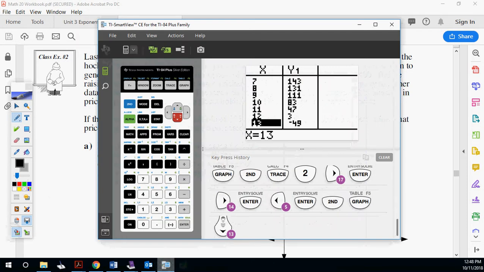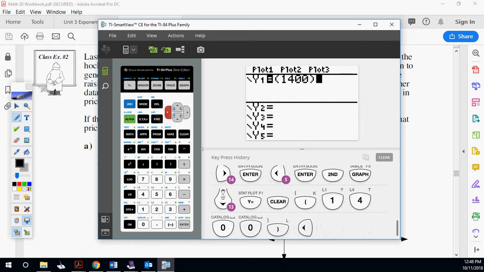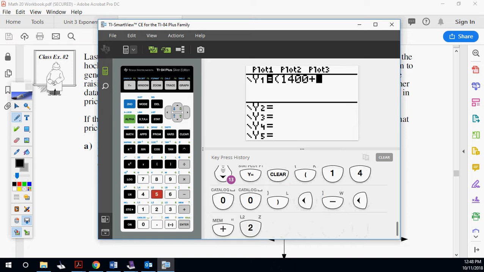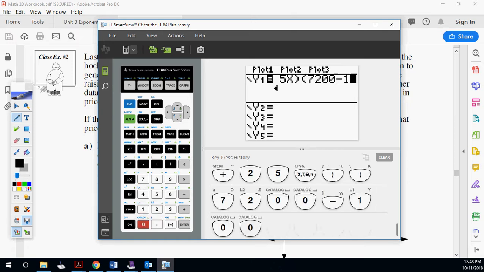Okay, so let's go ahead and do that here. So let's put these in together. Again, we won't have to multiply them out. Let's just go 1,400 plus 25x times 7,200 minus 100x. So I'm putting that in my calculator right now. Now this one's going to be very difficult to see because it's really big numbers.